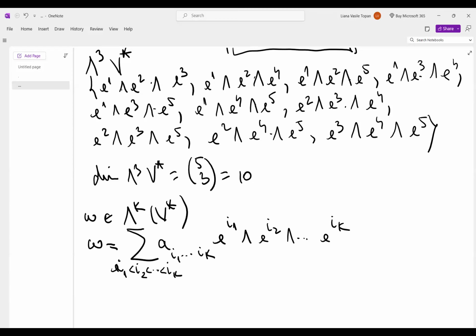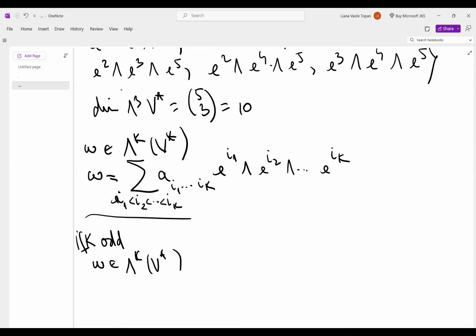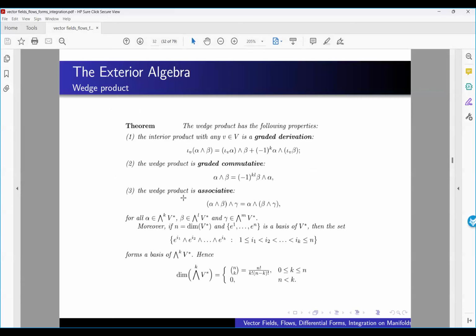All right, now a remark here is that if K is an odd number, and omega is an alternating K form on V star, then omega wedge omega will be 0. So this product returns 0 when applied on the same form. This is pretty clear. This comes from the fact that the wedge product is, as we said, graded commutative. So look at this, the second property here.